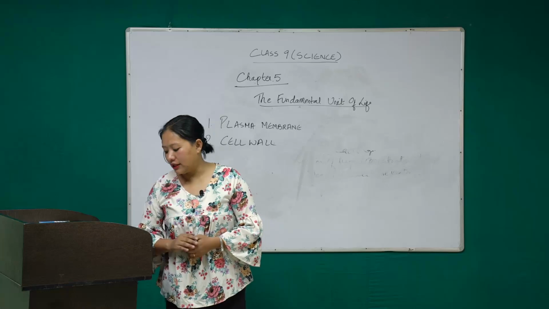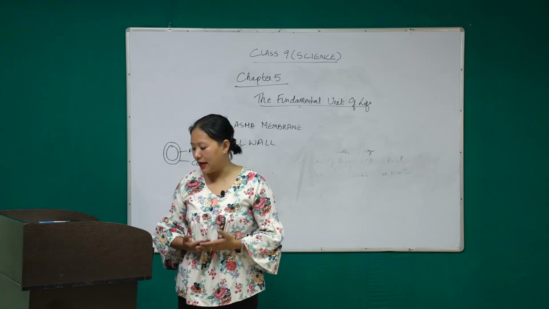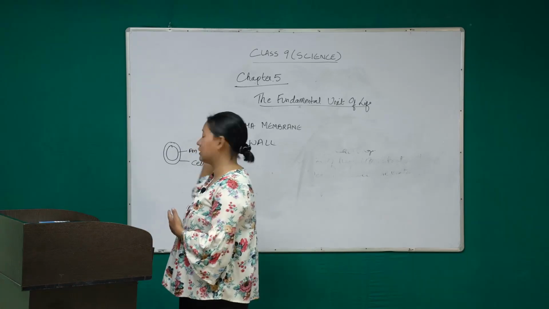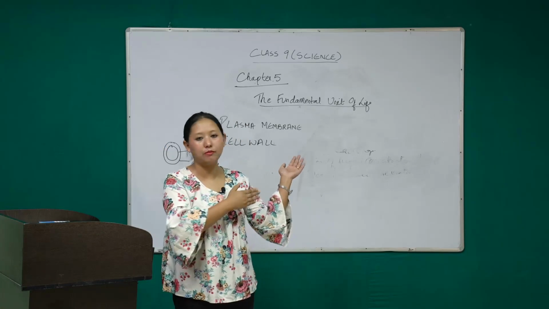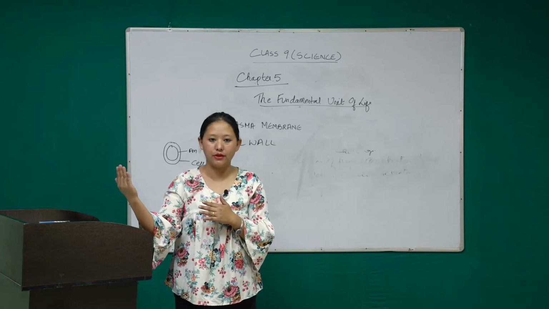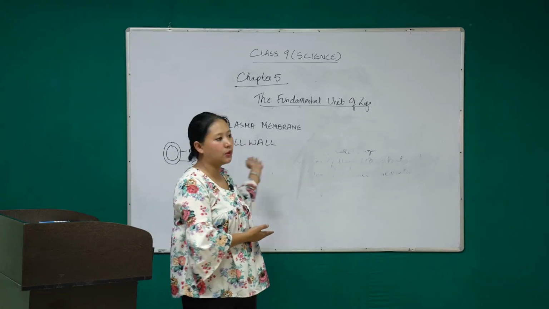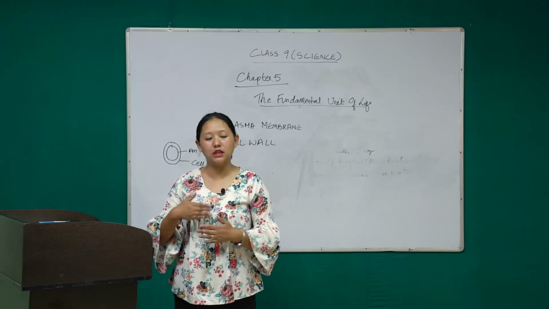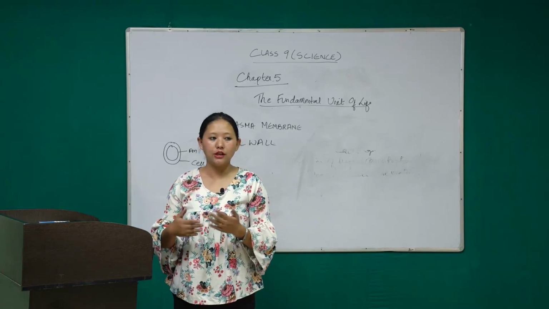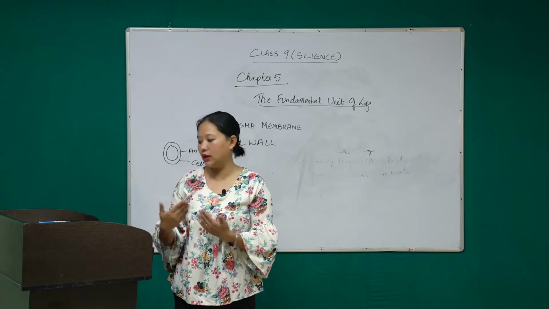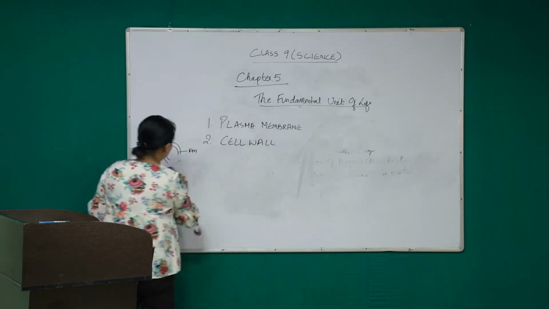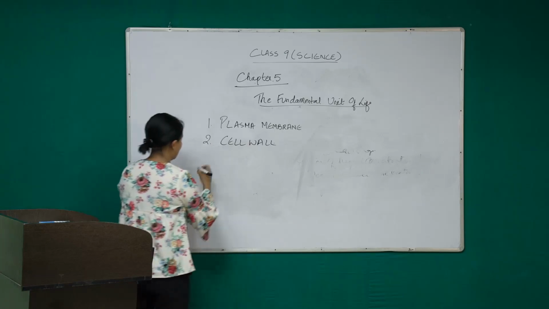And this cell wall gives strength to the plant and prevents the cell from bursting. Also, unlike the plasma membrane, which is a selectively permeable membrane, the cell wall is a fully permeable membrane. That means it allows everything and anything to pass through it. So this is all. Okay, now we'll come to the next, that is the nucleus.